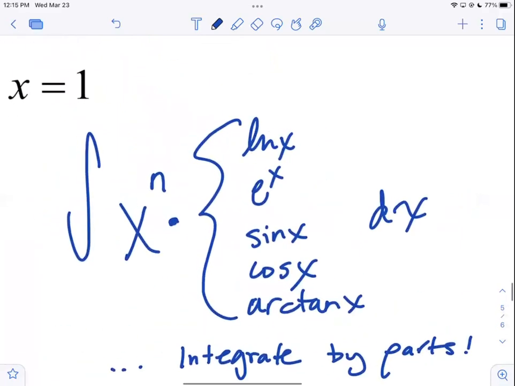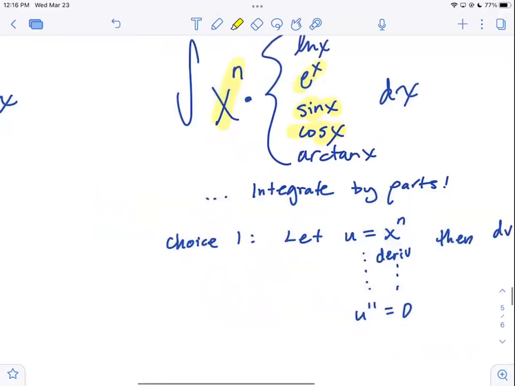So let's say if you did that here, if you let x to the n be u, would we know how to integrate natural log of x? Do we know how to integrate natural log of x? Not unless you memorized it, no. We only know how to take the derivative of natural log of x. So this forces your hand the other way. But if I let x to the n be u, e to the x could be dv, because I can integrate e to the x. Sine of x I can integrate. Cosine of x I can integrate. So these are going to be your option 1.